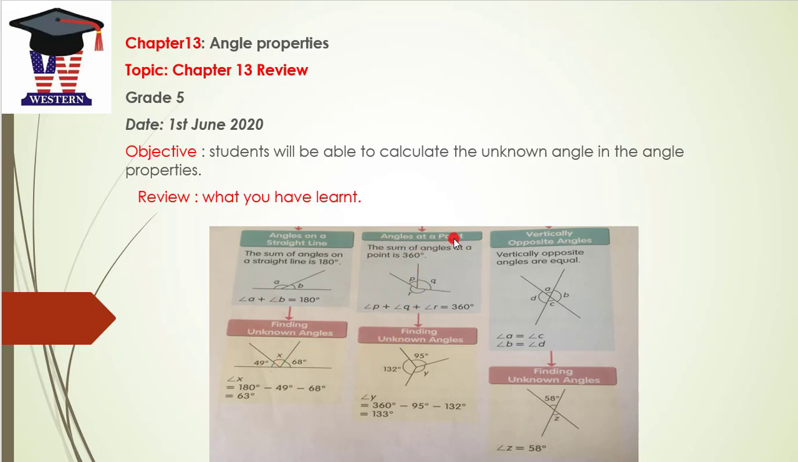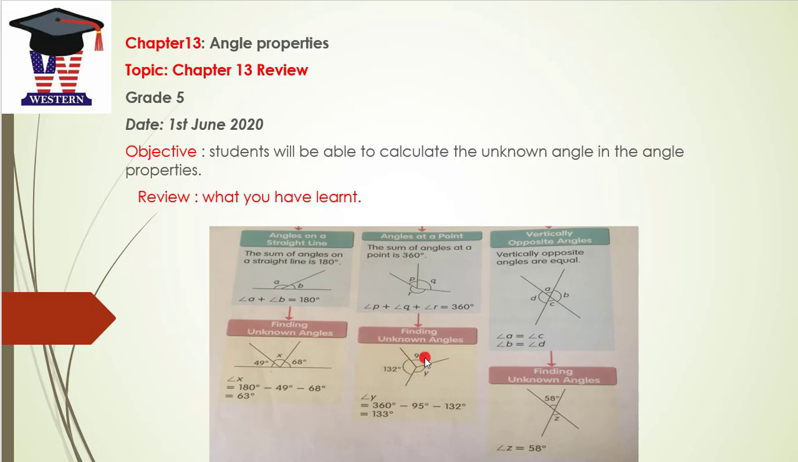Now, one more is angle at a point. The sum of angles at a point is 360. Here, this is the example of angle at a point. Then angle at a point here, we have angle P, angle Q, and angle R. We take angle P plus angle Q plus angle R is 360.